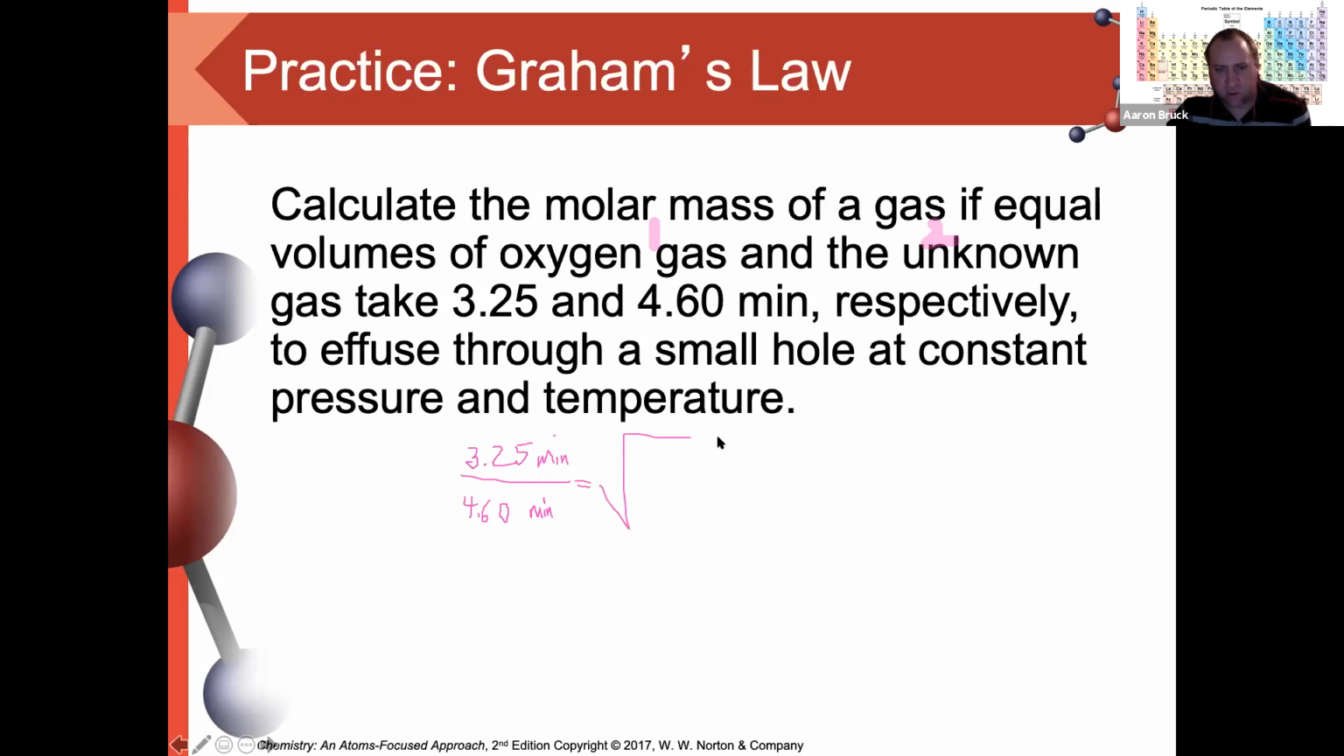And that's over the square root of oxygen gas, which is 32.00 grams per mole. And we don't know the other molar mass.